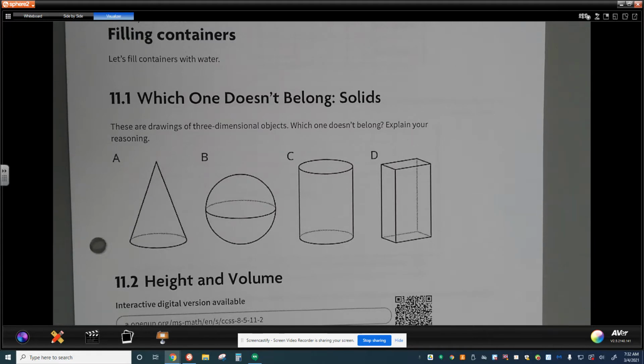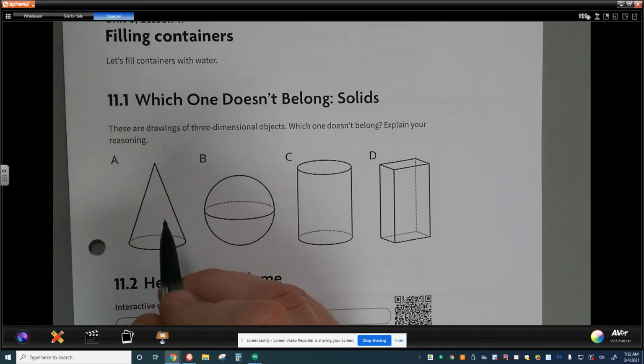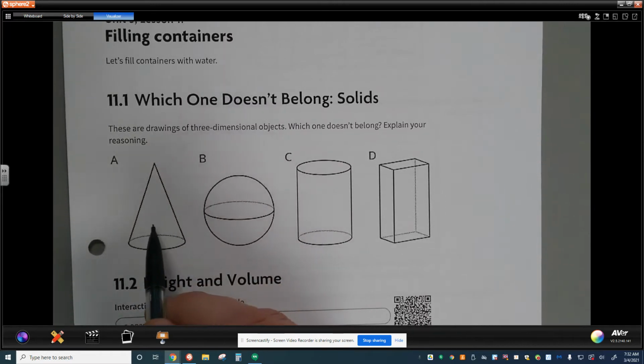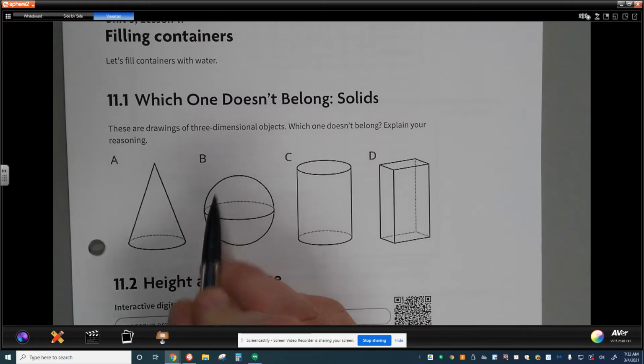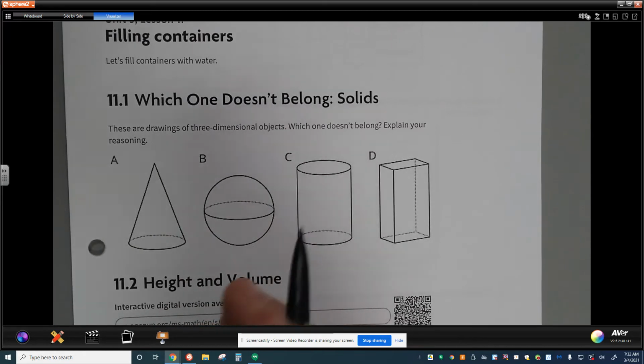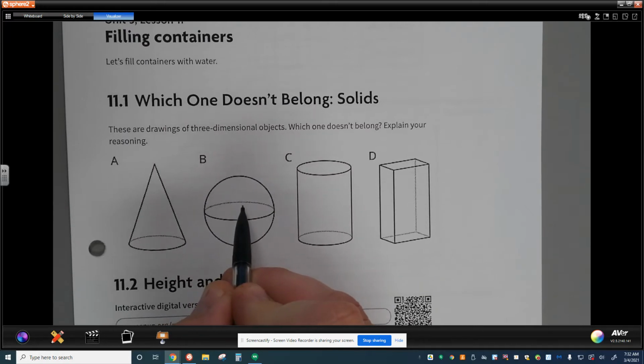Why doesn't it belong? Well, in this case, this is the only one that has exactly 2 surfaces. When we talk about a surface, we're talking about a plane that can be laid out completely flat and be all intact in one object. And you might be saying, well, B has 2 different planes, the top and the bottom. Let me build on that just a little bit. I'll talk about this one right here.